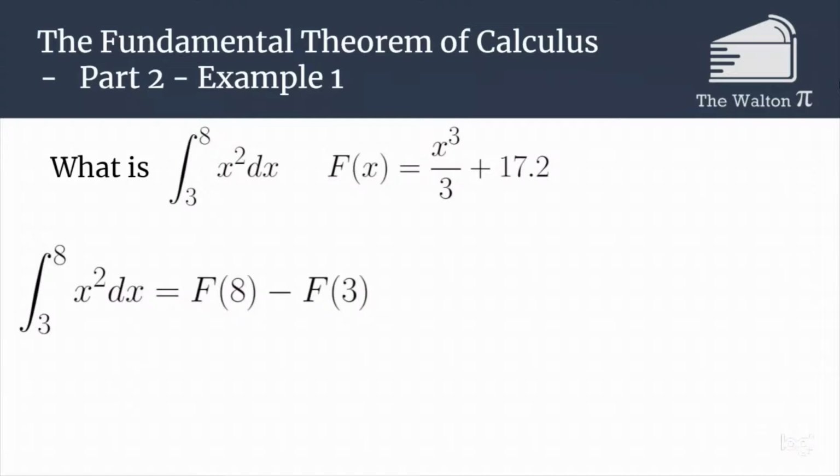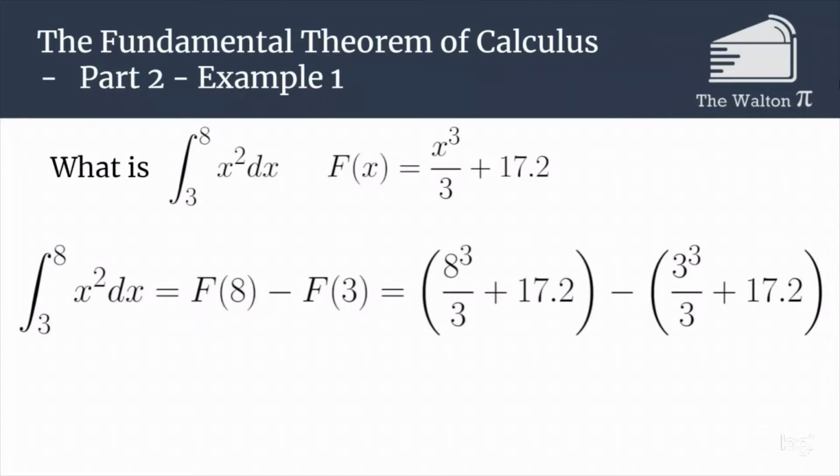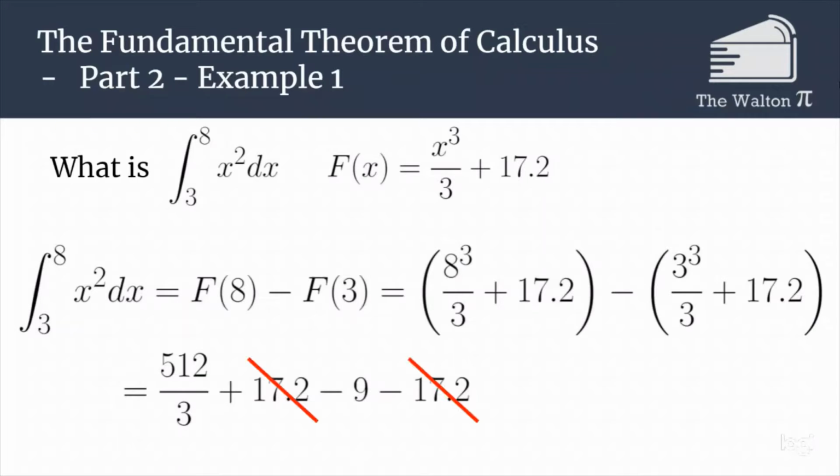Well, one antiderivative is x cubed over 3 plus 17.2. That is a valid antiderivative. It's not the only one, there's infinitely many others, but this is one that we can pick. So we can evaluate that at 8, and we can evaluate it at 3. So we get 8 cubed over 3 plus 17.2 minus 3 cubed over 3 plus 17.2. So that gives us 512 over 3 plus 17.2 minus 9 minus 17.2. Our 17.2's cancel, which means we're really just getting 512 over 3 minus 9, which is 485 over 3.